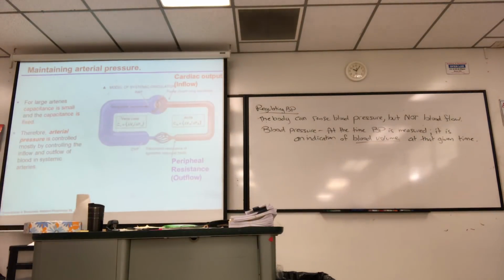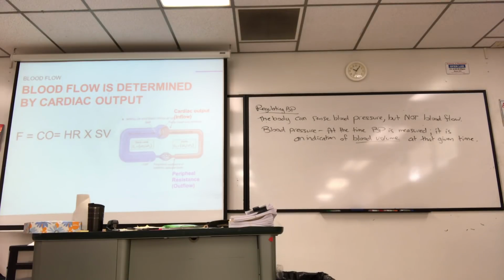So let's talk about blood flowing. Blood flowing is not what the body senses, but we still talk about it. Blood has to flow. And in the physics class, when you learn how fluids flow, the flow of a liquid is determined by symbol F. You study Poiseuille's law in physics class. Well, we don't necessarily do that. For our class, blood flow is determined by cardiac output. So I'll just use that for flow.